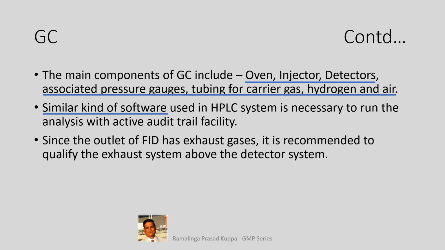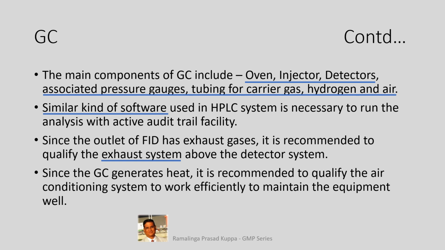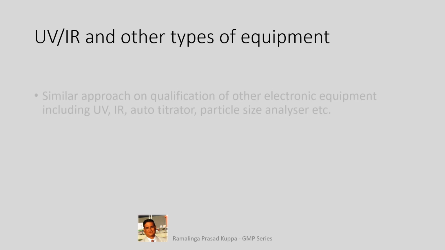Since the outlet of FID has exhaust gases, it is recommended to qualify the exhaust system above the detector system. Since the GC generates heat, it is recommended to qualify the air conditioning system to work efficiently to maintain the equipment well. These 2 points are also important to qualify a gas chromatograph. Let us see the qualification requirements of UV, IR and other types of equipment.